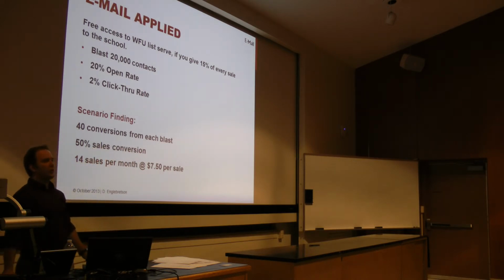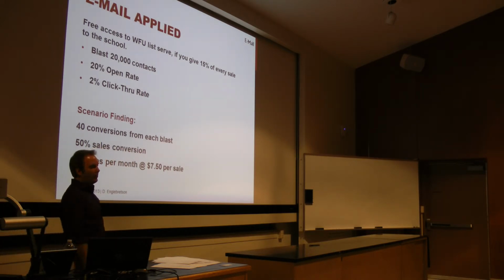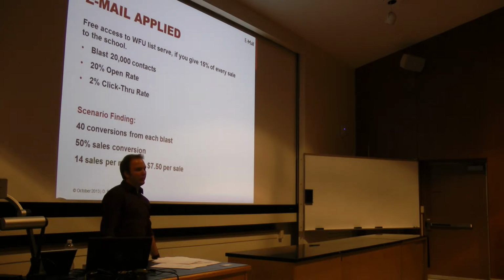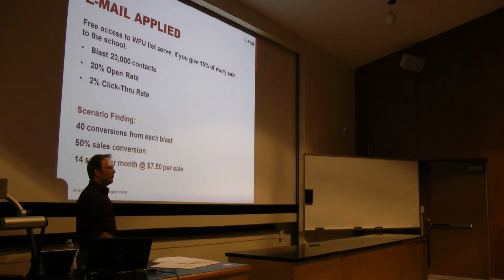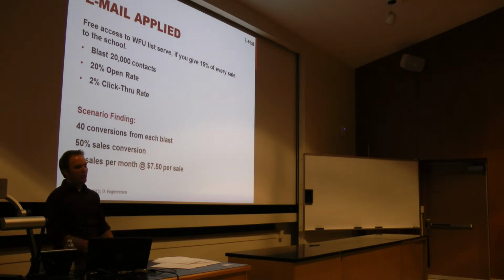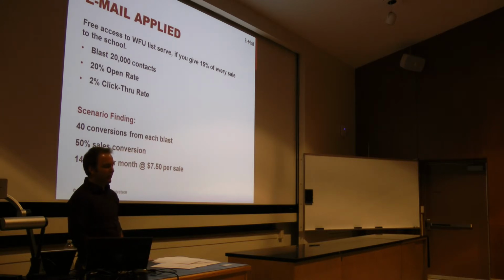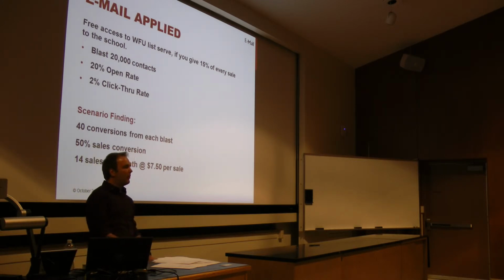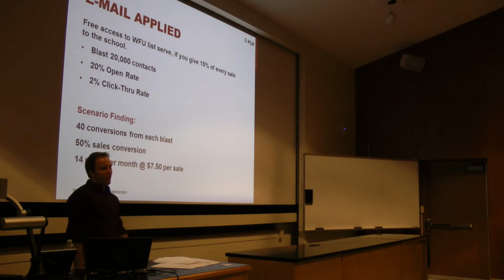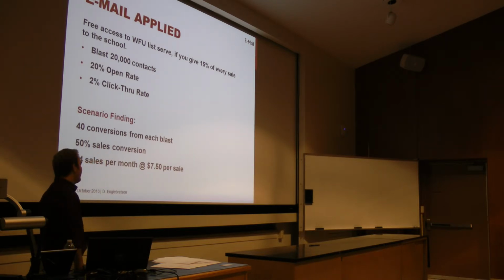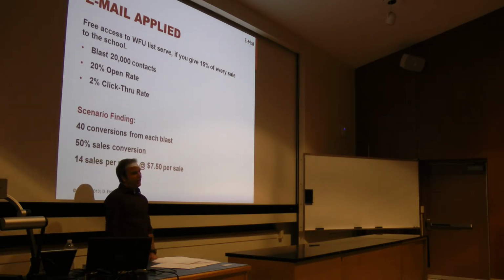When I blast emails, generally speaking, 20% of people open it, and 2% of the time they actually click on it. So whoever's list you're using, if they can't give you that data, you probably don't want to use their list because they probably don't know what they're doing. Usually you can get that data very easily, and especially if you're buying a list, they'll tell you how many it's going to go to, how often they open, and what your standard historical click-through rates are. So you can start understanding that every time I do a blast once a month, I'm going to get 40 conversions on that blast. Half of those are actually going to buy, so I'm going to get 14 sales per month, and I'm only going to have to spend $7.50 per sale.